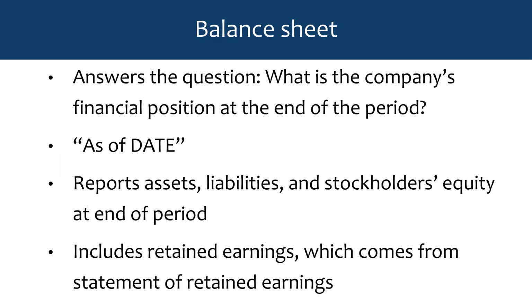The balance sheet answers the question of what is the company's financial position at the end of the period. We will see the balances of the assets the company owns and the balances of what it owes. Then we see the company's equity. The balance sheet is the only statement that we cover that is as of one particular date. It lists the balances of assets, liabilities, and equity accounts at the end of the period. The ending balance of retained earnings flows from the statement of retained earnings to the balance sheet.